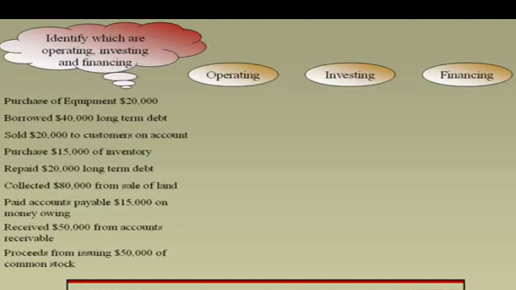Okay, let me do one for you. The first one, purchase of equipment for $20,000. Equipment is a long-term asset. So the cash paid for equipment would be under investing. Now stop this recording, do this exercise, and when you're done, start again. I'll give you the answers.